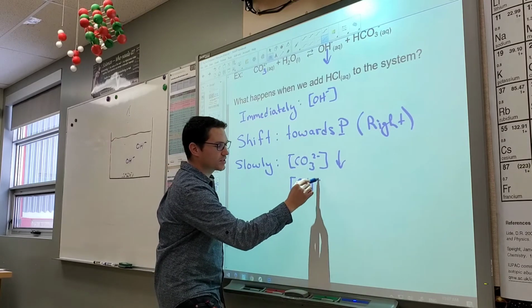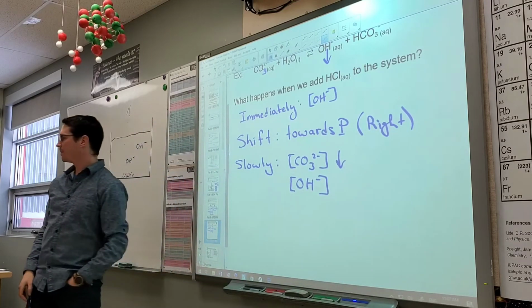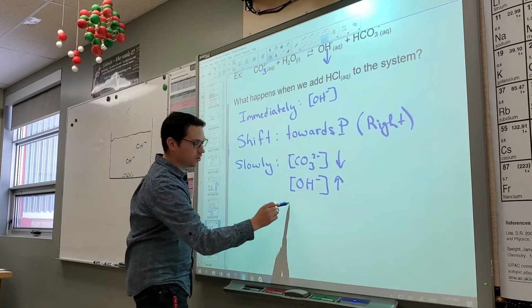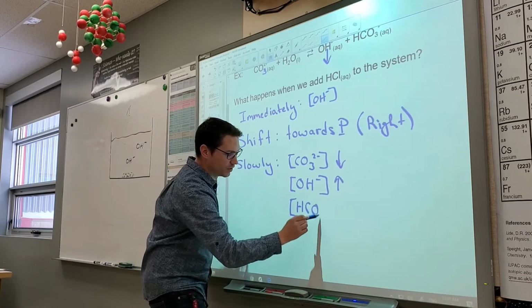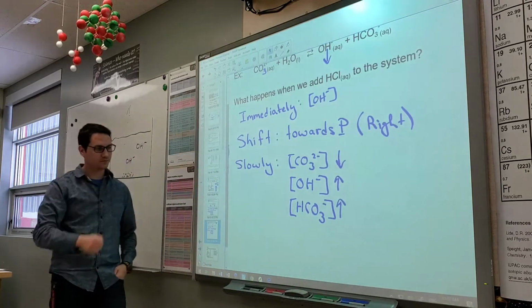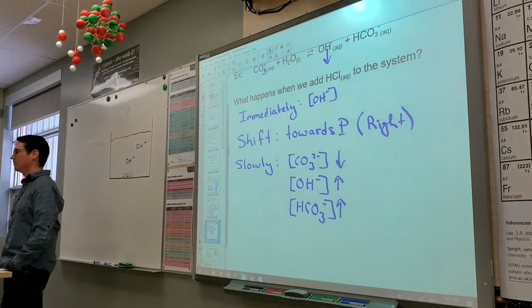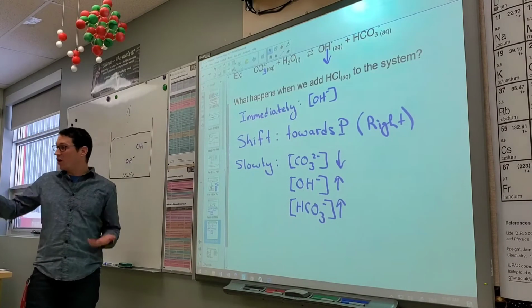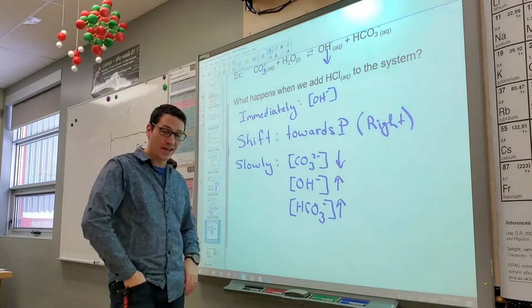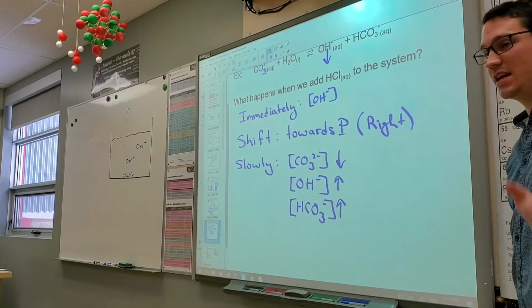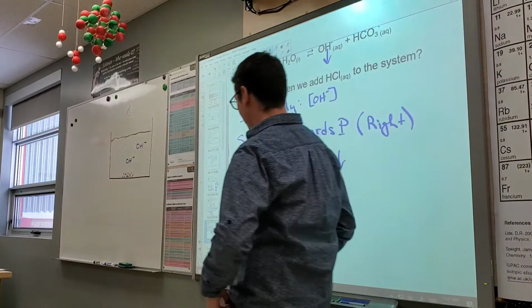Slowly the hydroxide will what? Will increase. Slowly it'll increase. And then slowly the HCO3 minus will increase as well. That's Le Chatelier's principle in a nutshell for concentration changes, okay? Now we got kind of two more things we want to talk about. We want to talk about temperature changes and we want to talk about pressure changes as well.